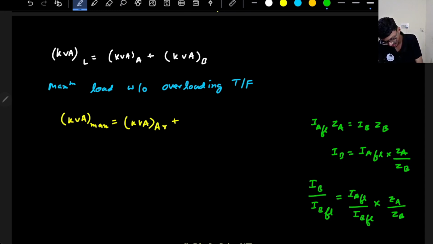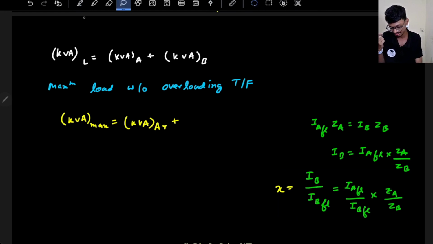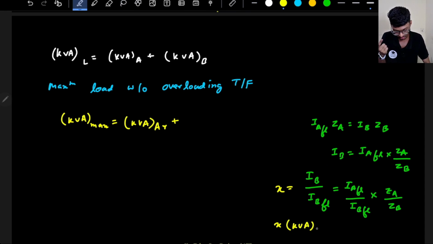Now what is this? Do you remember what this is? This is basically the fraction of loading. This is X, right? So how will I find out the kVA now? How much kVA is the transformer sending? It is X into the kVA rating of B. So this is the total amount of kVA that it is transferring. Very simple and easy to understand, right? IB upon IBFL will be the X value, the fractional loading. So X is this value.